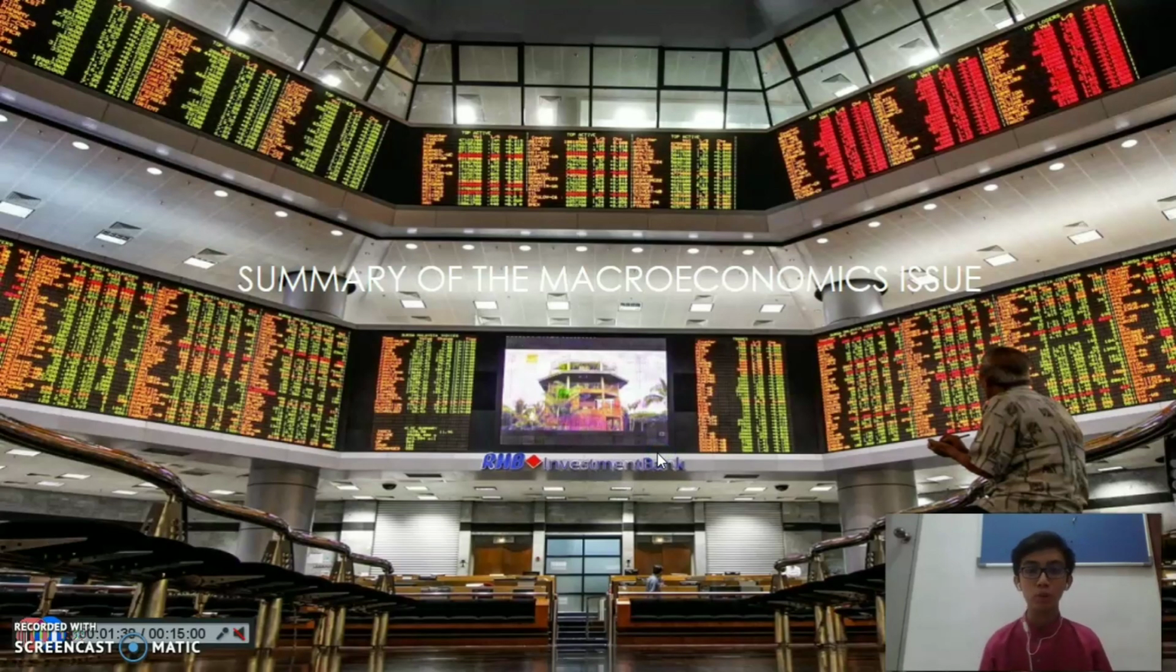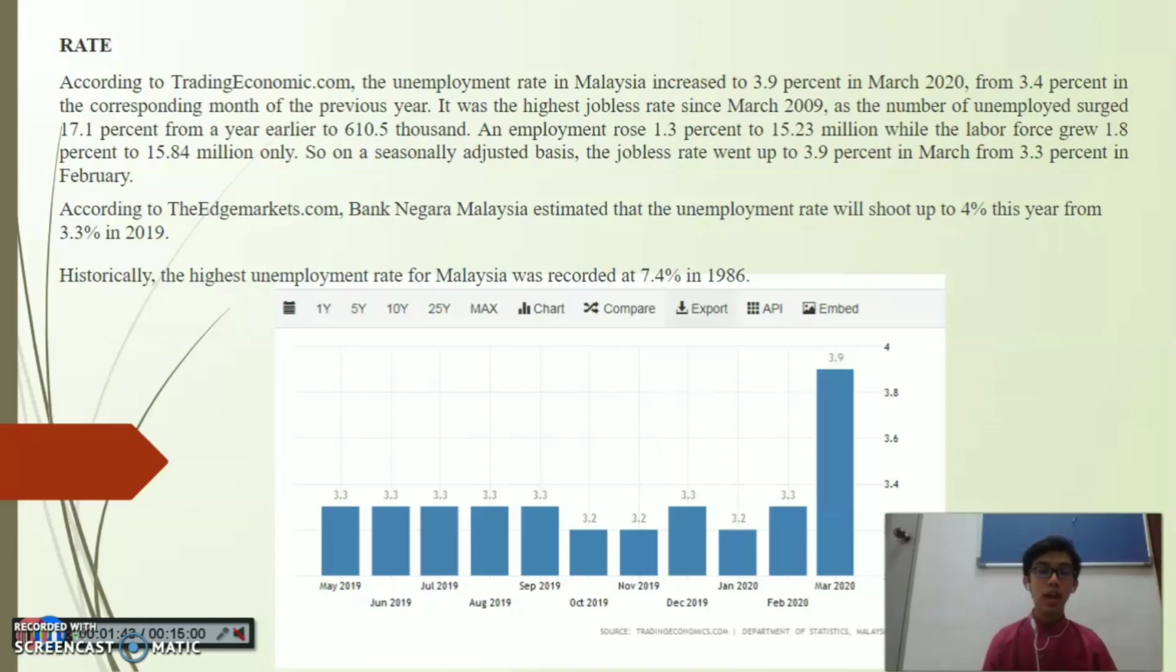We have decided to present it using rates, data, and graphs. According to tradingeconomy.com, the unemployment rate in Malaysia increased to 3.9% in March 2020 from 3.4% in the corresponding month of the previous year. It was the highest jobless rate since March 2009, as the number of unemployed surged 17.1% from a year earlier to 610.5 thousand. Employment rose 1.3% to 15.23 million, while the labor force grew 1.8% to 50.84 million only.